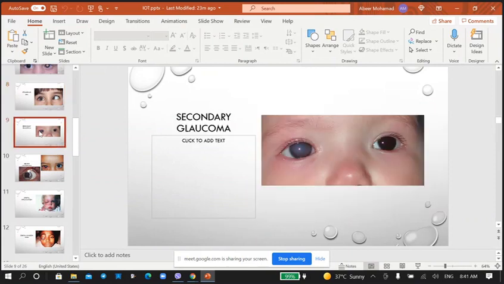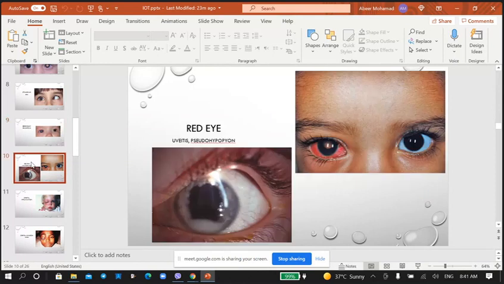A third presentation is that the child may come with secondary glaucoma, which is occasionally associated with buphthalmos, as you see in the picture, with a large corneal diameter or hazy cornea. The presentation may also come in the form of a red eye. Diffuse retinoblastoma invading the anterior segment tends to present in older children. It may cause a red eye due to tumor-induced uveitis and iris nodules, which may be associated with pseudohypopyon. This picture shows pseudohypopyon, which is the tumor cells precipitated in the anterior chamber.